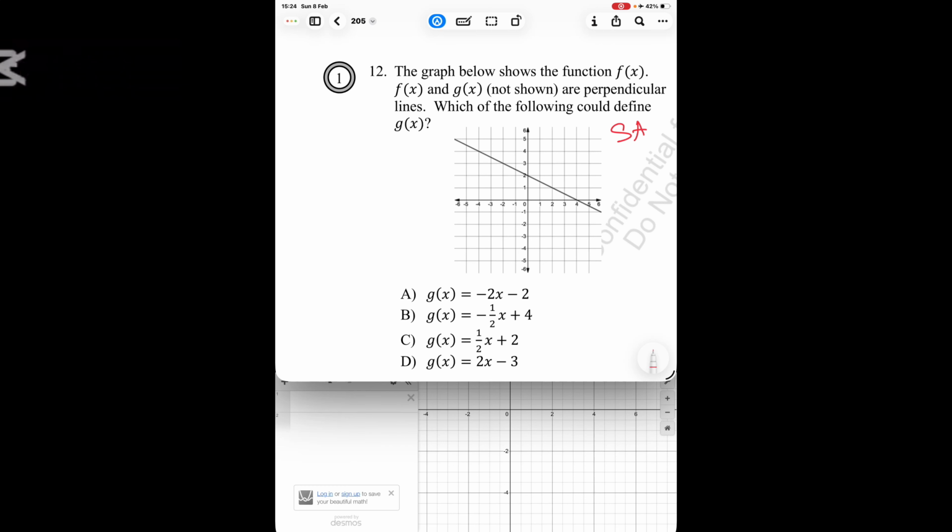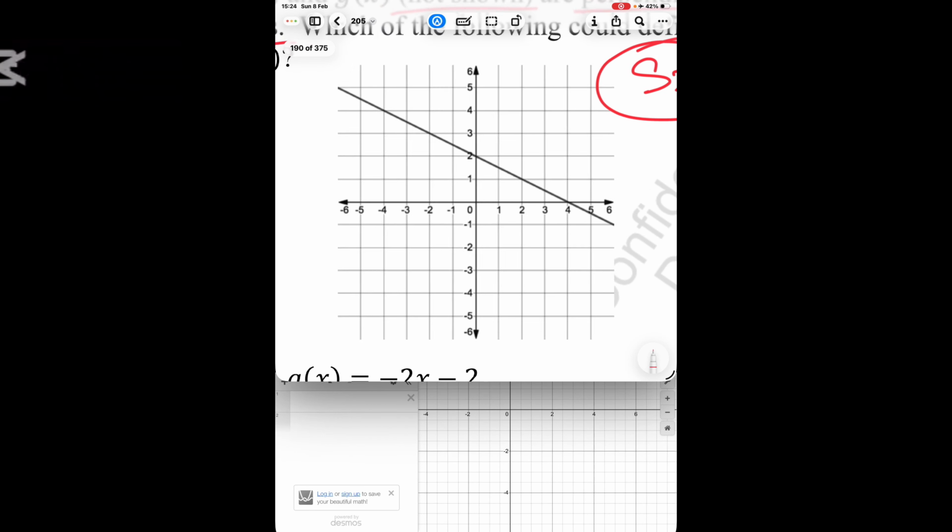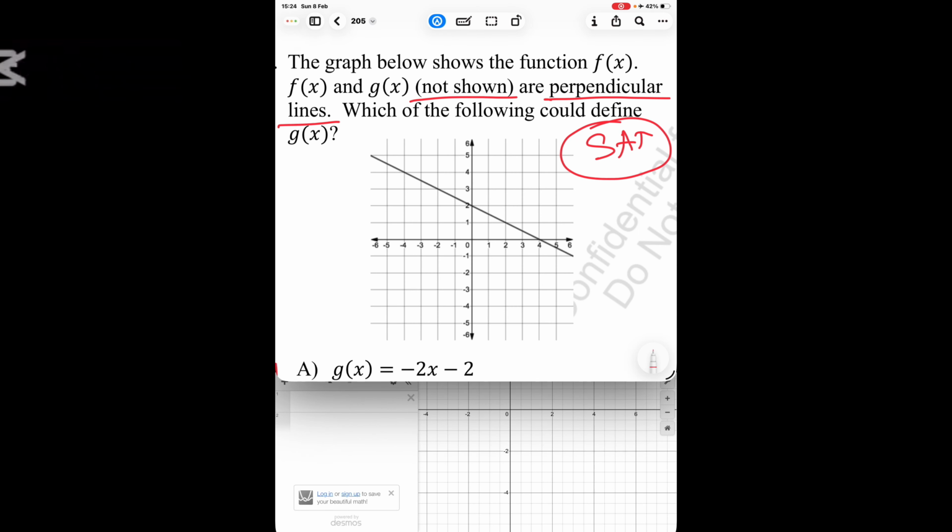In this SAT question, we're given a graph, and the next one is not shown, which is going to be perpendicular to the line. It asks which of the expressions should define this line. At first, we have to find the intersection points from the x-axis and y-axis.